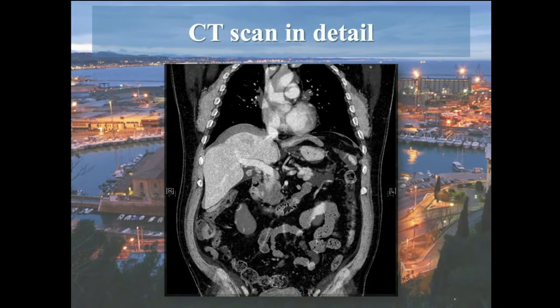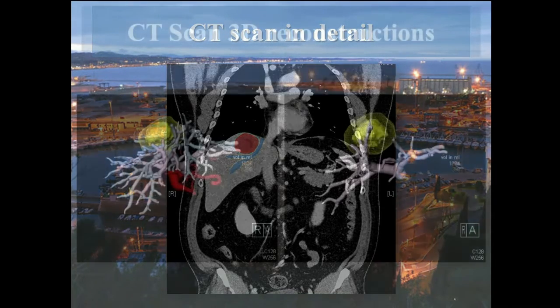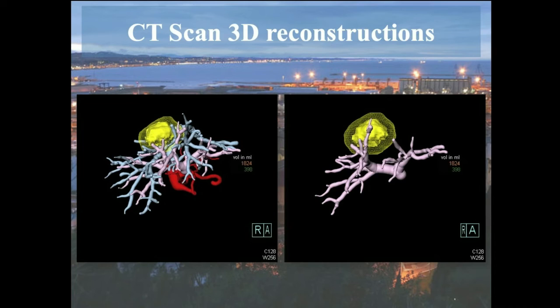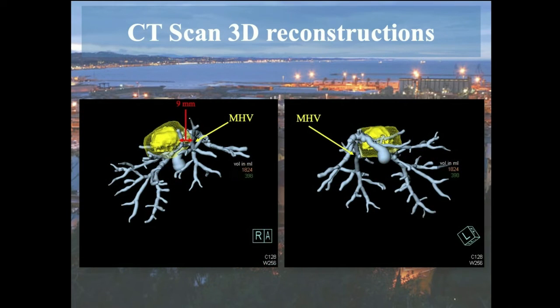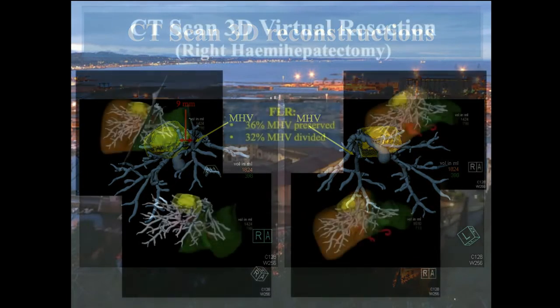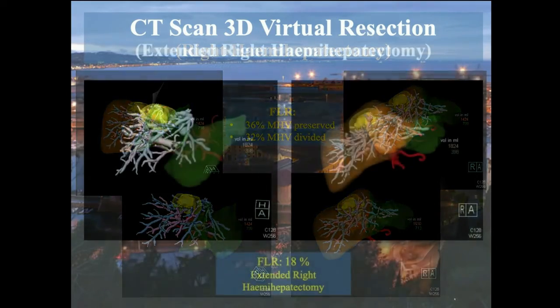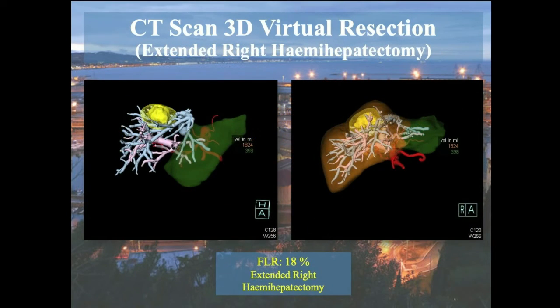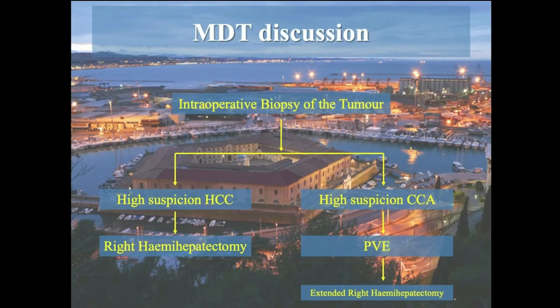The use of 3D CT scan reconstruction and liver virtual resection is routinely performed in our center. As you can see here, the lesion is 9 mm far from the middle hepatic vein. After calculating the future liver remnant, in our multidisciplinary discussion, we decided to do an intraoperative biopsy of the tumor.